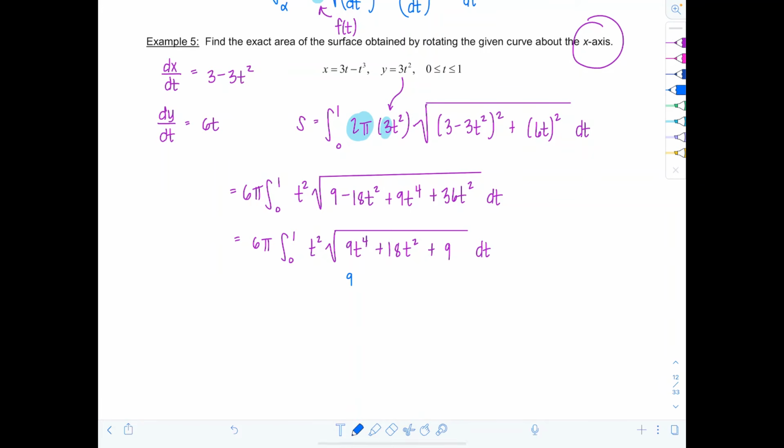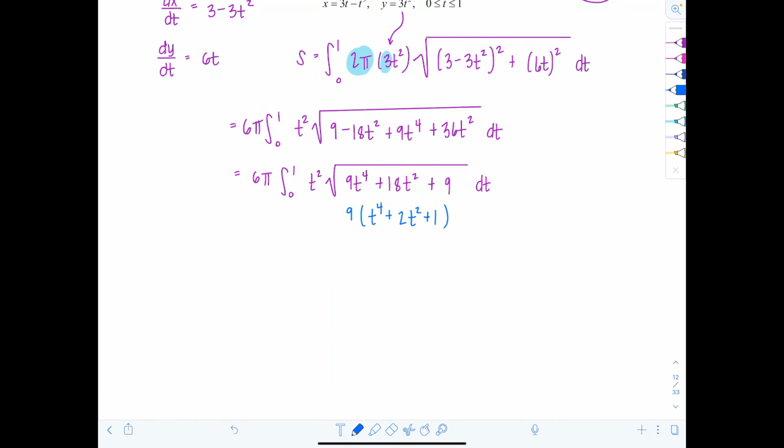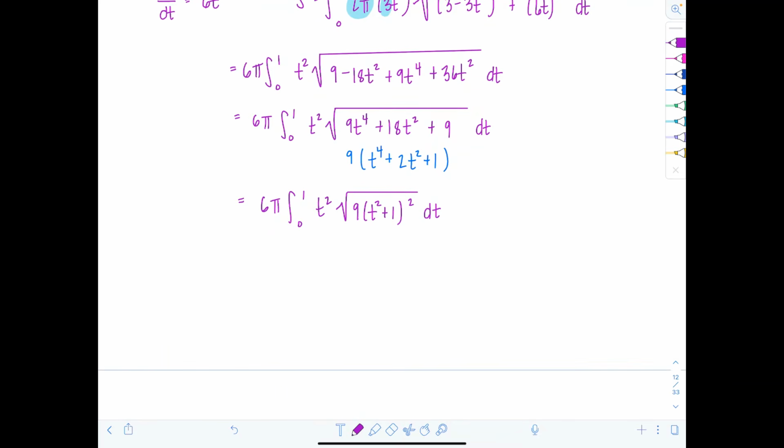Well, I noticed I could factor out a 9, and then I have t to the 4th plus 2t squared plus 1. Conveniently, that's a perfect square trinomial. How fabulous for us. So moving on, we've got 6 pi, integral 0 to 1, t squared times the square root of 9 times (t squared plus 1) squared, dt. Do you see that? From here on out, it's smooth sailing. We can breathe a sigh of relief. So when I take the square root here, I don't have to worry about any absolute value. t squared plus 1 is never negative.